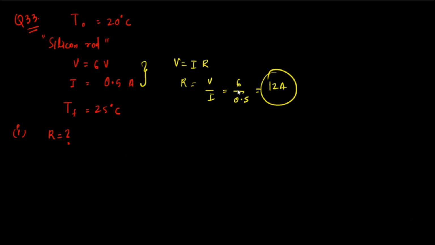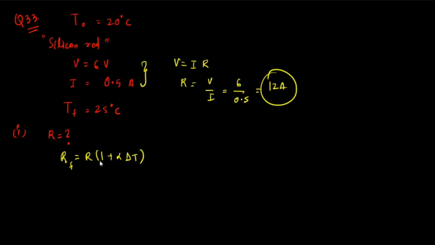Now we have to find out the final resistance. So again, we'll use the same relation. R final must be equal to R initial times 1 plus alpha delta T. Now think about the value of alpha for a silicon wire or a silicon conductor. In order to have the value, again, you can use the table which is given in the book only.